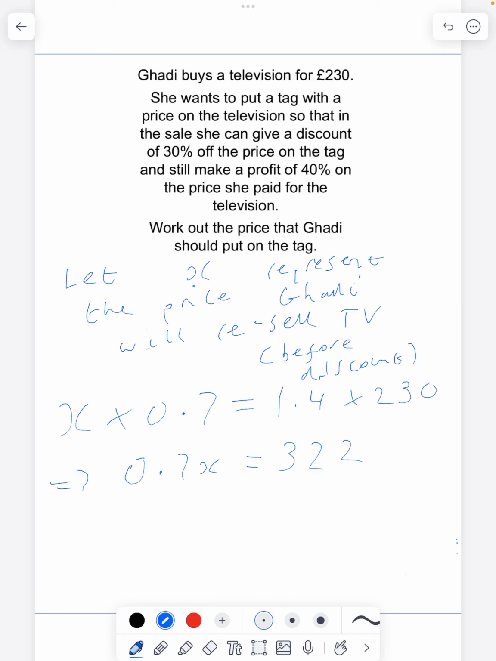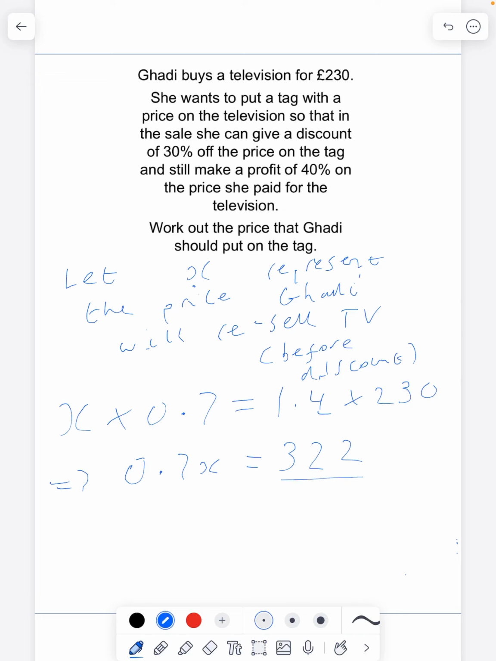Now, if you're struggling to calculate 1.4 times 230, perhaps in a non-calculator paper, what you can do is you can do 1 times 230, which of course is 230. You can then do 4 times 230, which should give you 920. And then you can divide that by 10 to give you 92. Because of course we're not doing 4 times 230, but 0.4 times 230, which is 92. And then we can add 92 to 230, and that gives us 322.